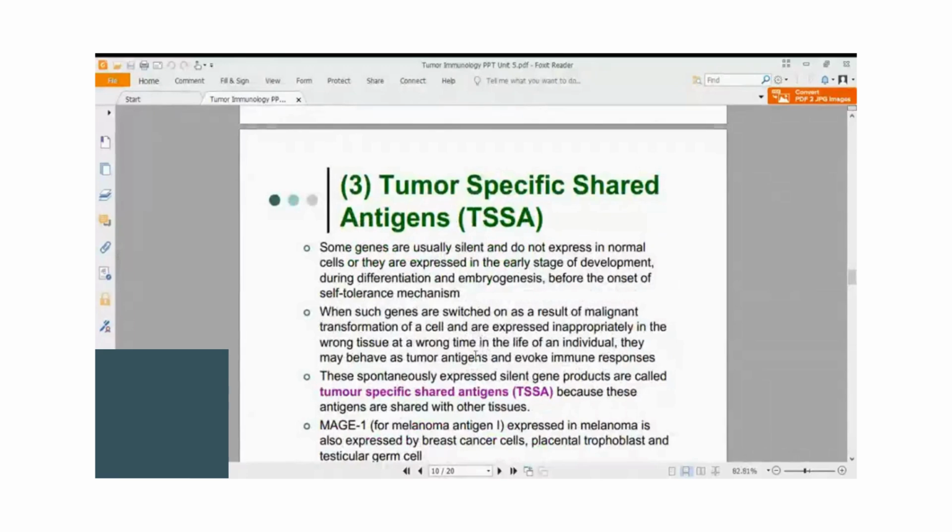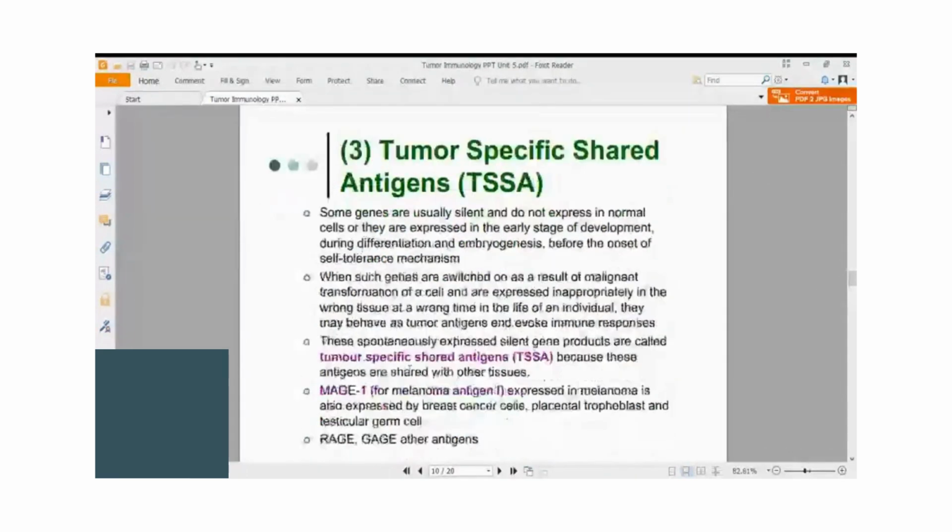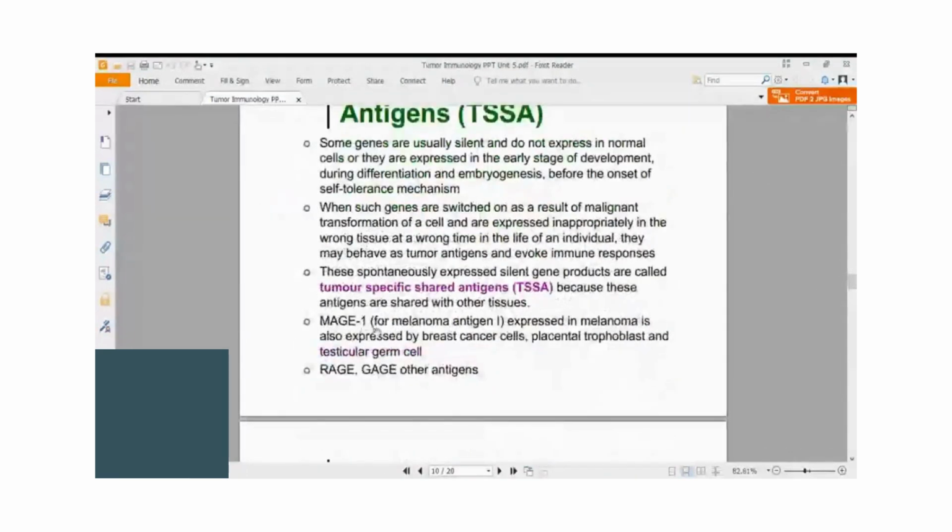The first antigen that was recognized is MAGE, M-A-G-E. The full form of that is melanoma antigen, AGE for antigen. There are about 3 different melanoma antigens, MAGE1, MAGE2, MAGE3. And these antigens are predominantly expressed in melanoma. Melanoma is the skin cancer.